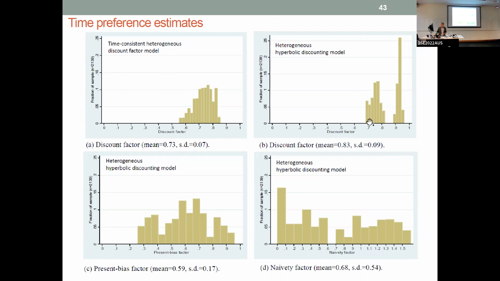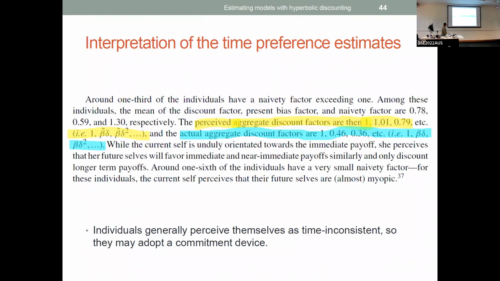So this is the discount factor distribution, the present bias factor distribution, and the naivety factor distribution. This is all over the place, even exceeding 1 for some individuals. I just took a snapshot of the paper, and there's a paragraph that tries to explain what's really going on. So around 1/3 of the individuals have a naivety factor exceeding 1.